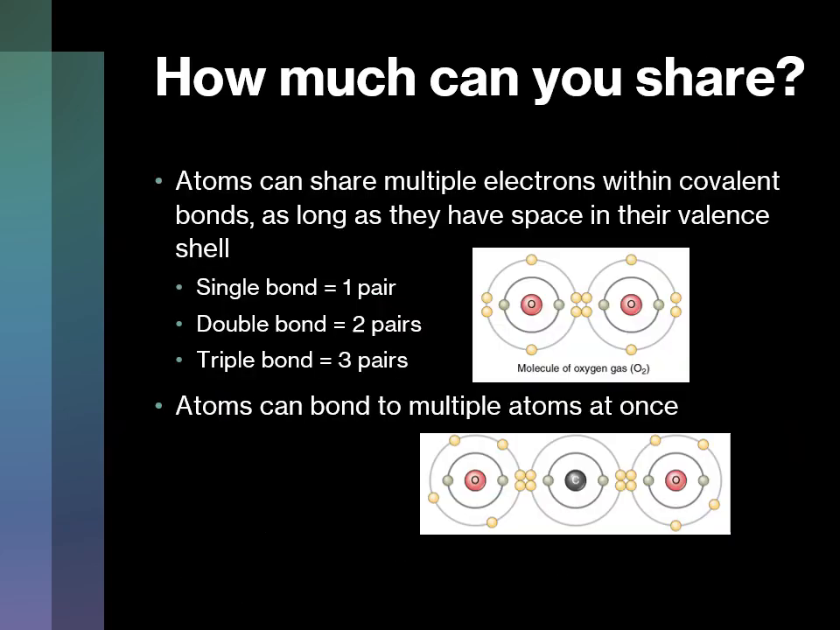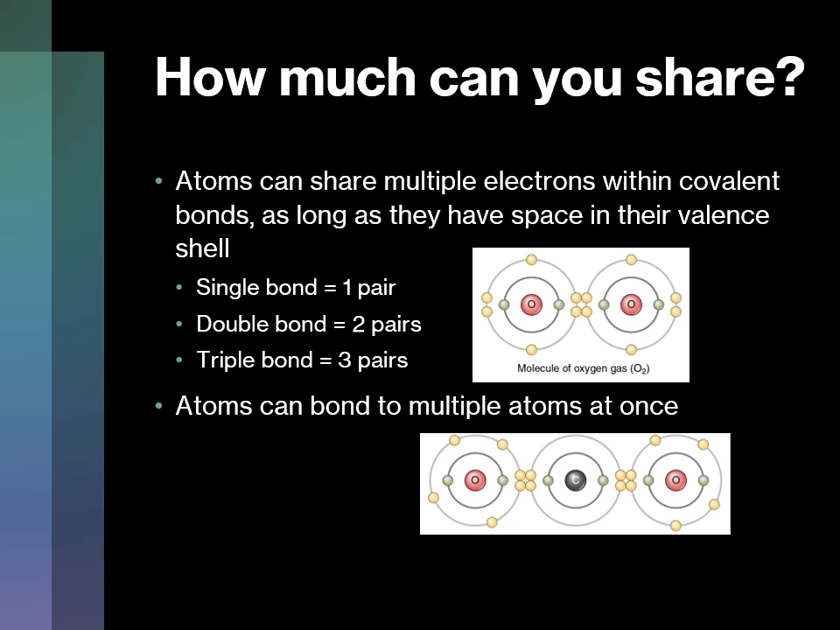Now, how many electrons can an atom share? Well, that depends on how many it has and how many it needs to complete its valence shell. Assuming each atom donates 1 electron to the bond, we've made a single covalent bond. If each donates 2, it will form a double bond, as in the case of this oxygen molecule that you see over here, and it could even donate 3 to form a triple bond. Remember that these are electrons from each atom, so they're always in pairs.